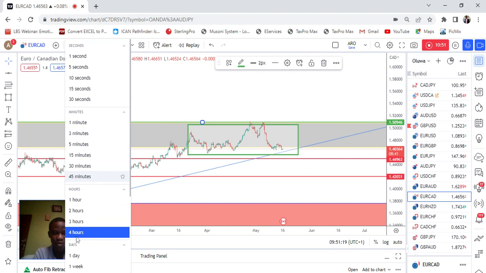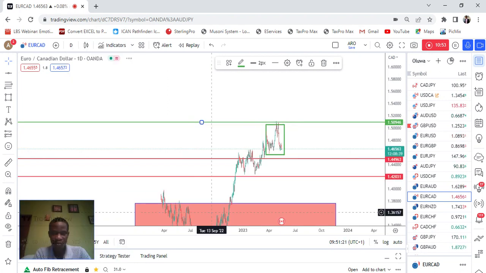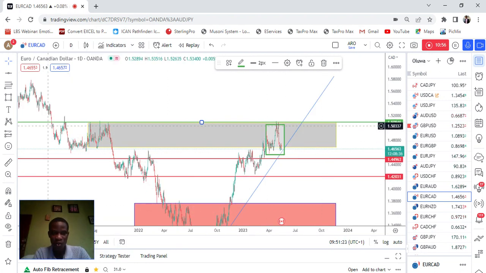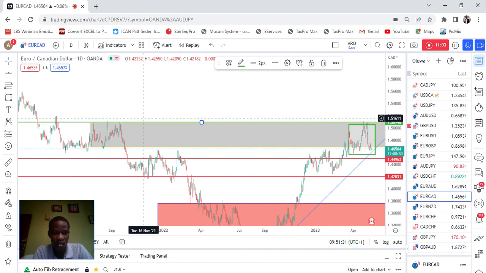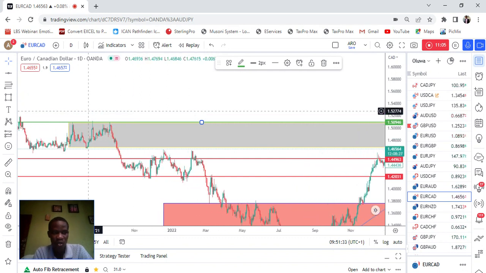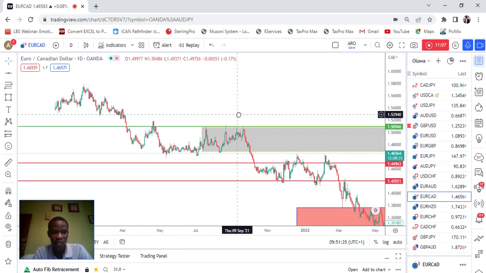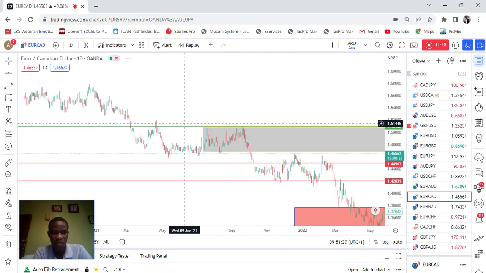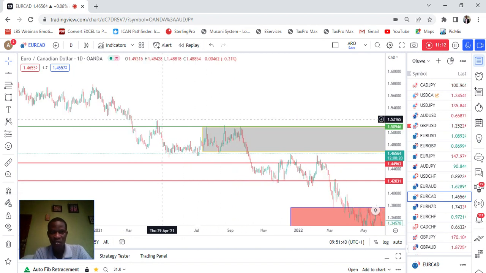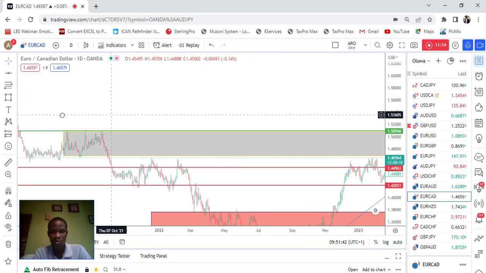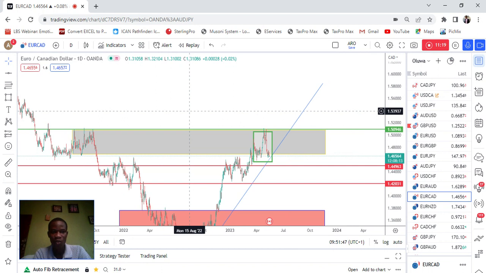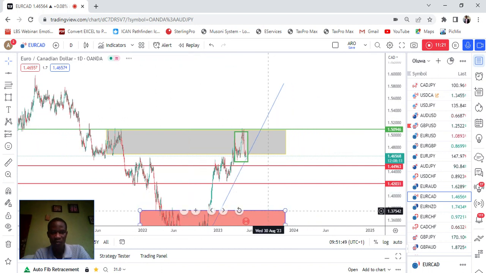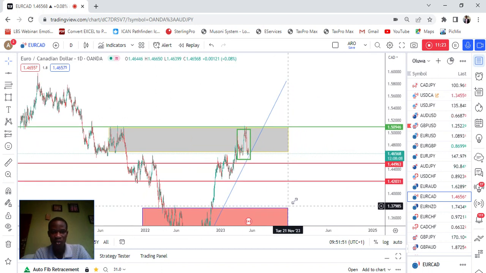Let me go back to the higher time frame and see. Until it breaks out of this place, and it has to be a solid body candle, not an ordinary break. It has to be a solid body candle. So it has to break out of here, for us to go for a buy from this market. You have to break from that place.